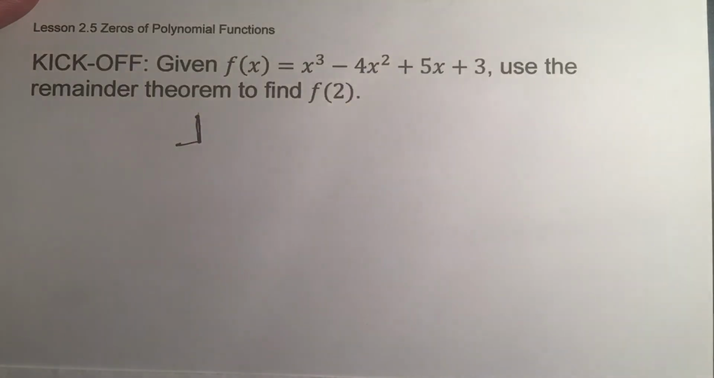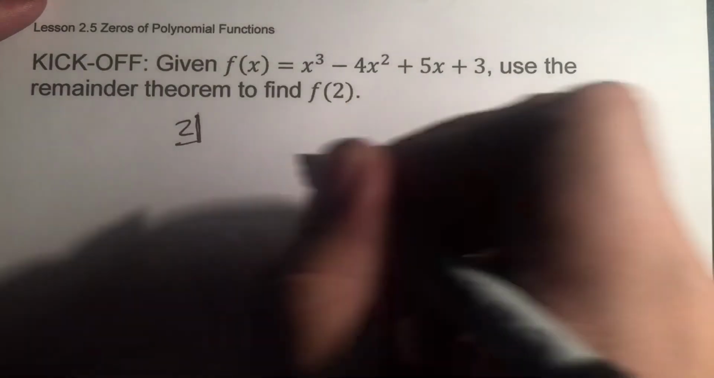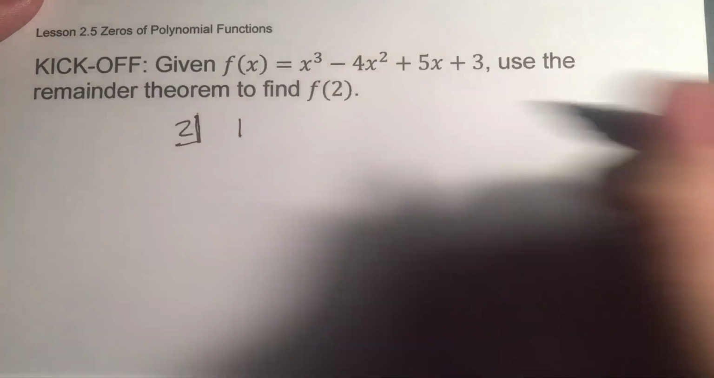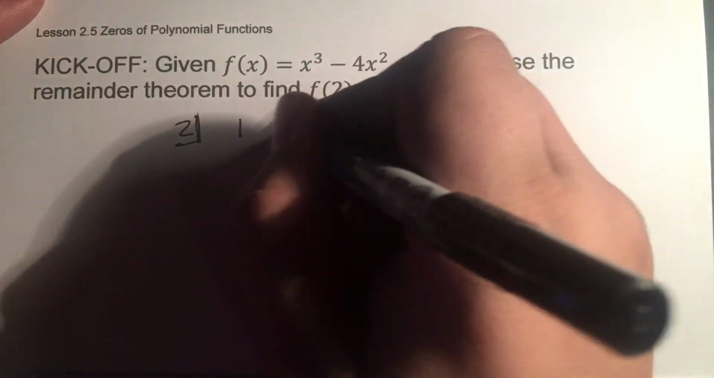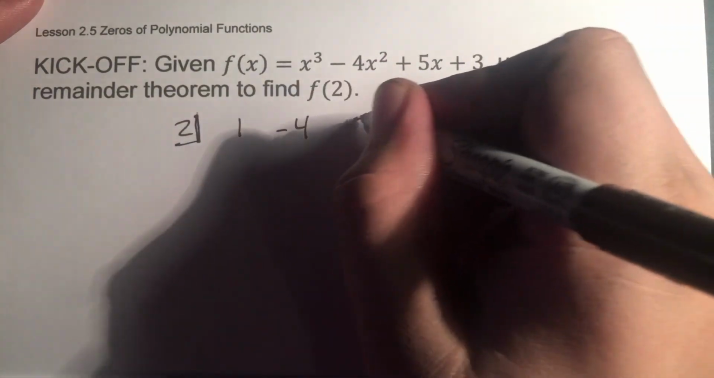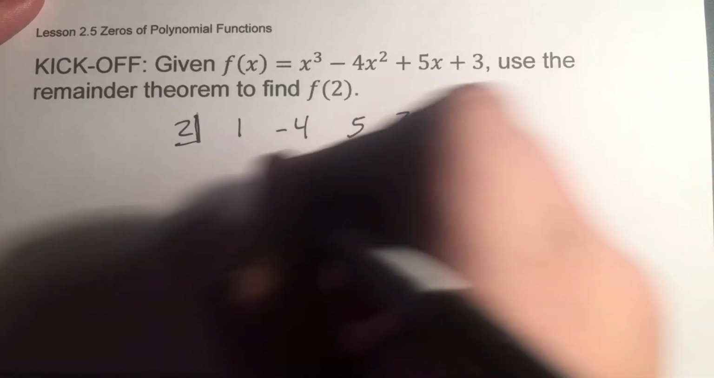So synthetic division, I'm going to put the 2 in there. So x to the third would have a coefficient of 1. X squared is a minus 4. X is a plus 5. And our constant is 3.